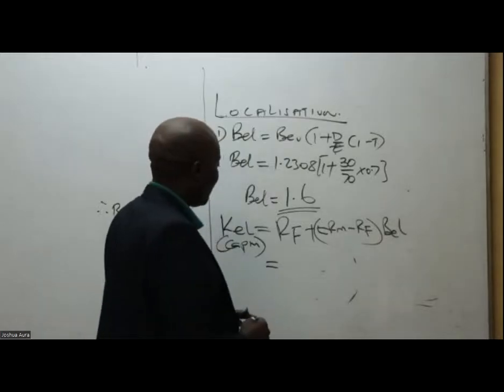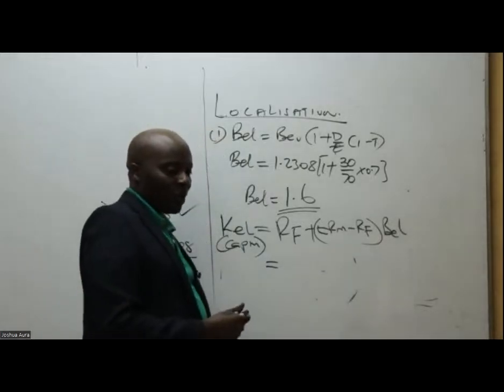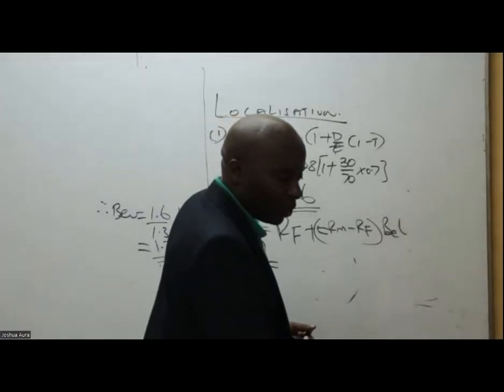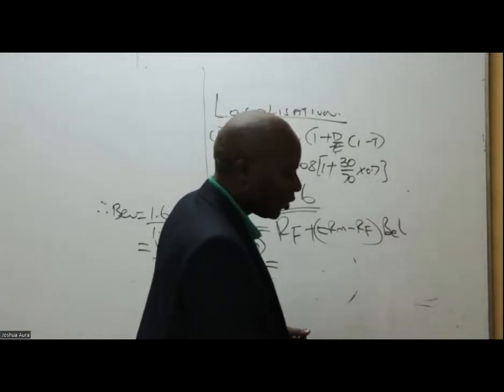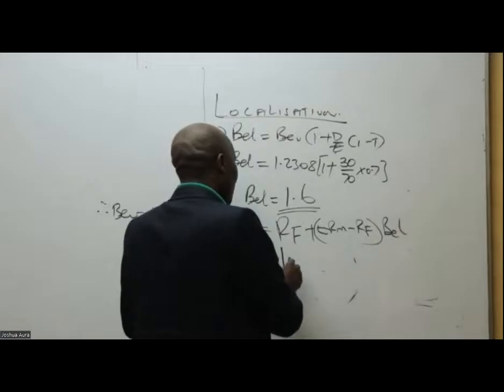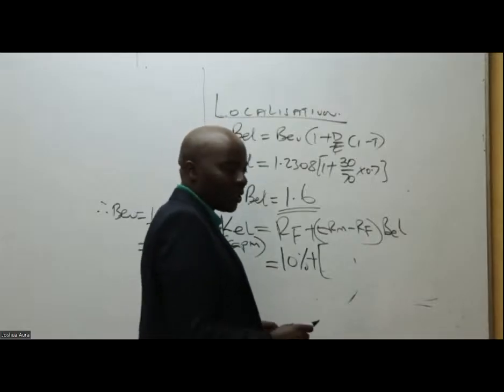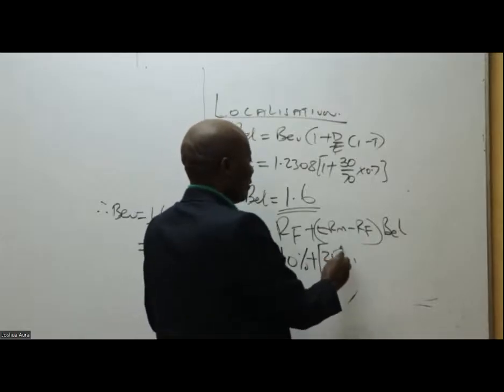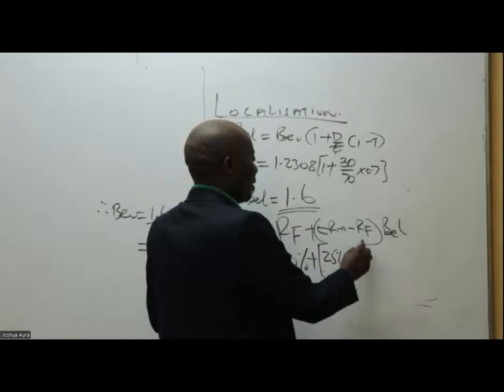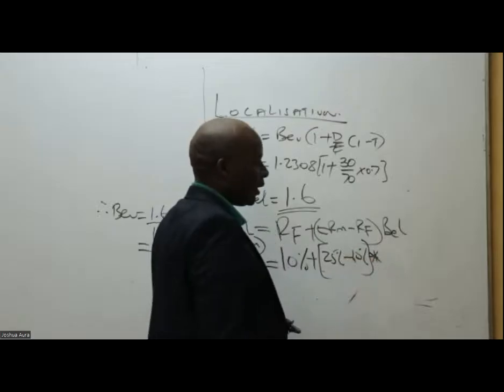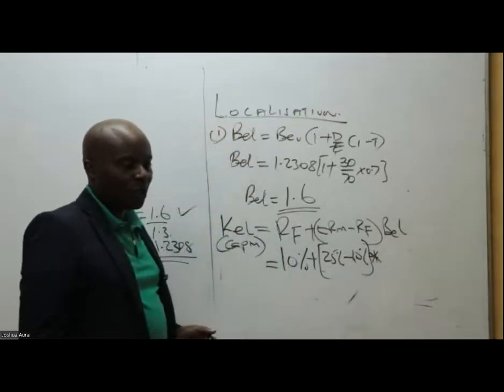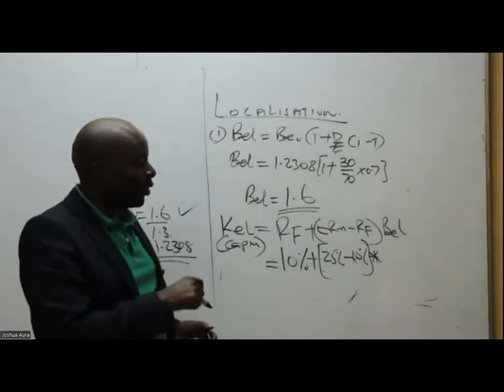So risk-free, is there somebody who can remember the risk-free rate of return? 10. Thank you so much. So the risk-free rate of return is 10 here. Plus, how about market returns? Market returns 25 minus 10% multiplied by beta equity of a levered organization.